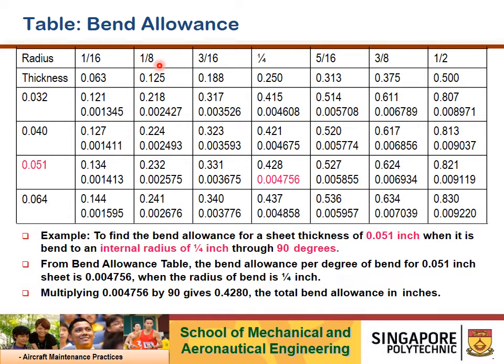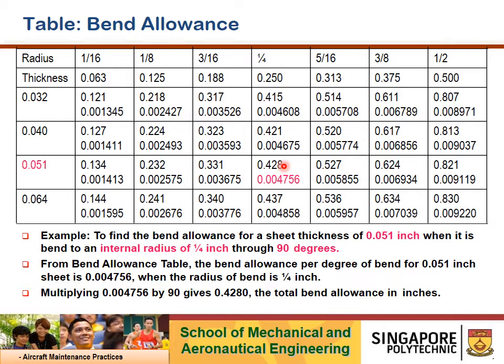All right, so a bend radius can be a 1/16 inch radius, 1/8 inch, 3/16, and quarter, and so on and so forth. Now let's use this table as a guide and find the required bend allowance if the material thickness is 0.051 with an available quarter-inch bend radius, and the required bend angle is 90 degrees. So from here, you just go down and look at it. Do you see a 0.428? Yep, this is 90 degrees.